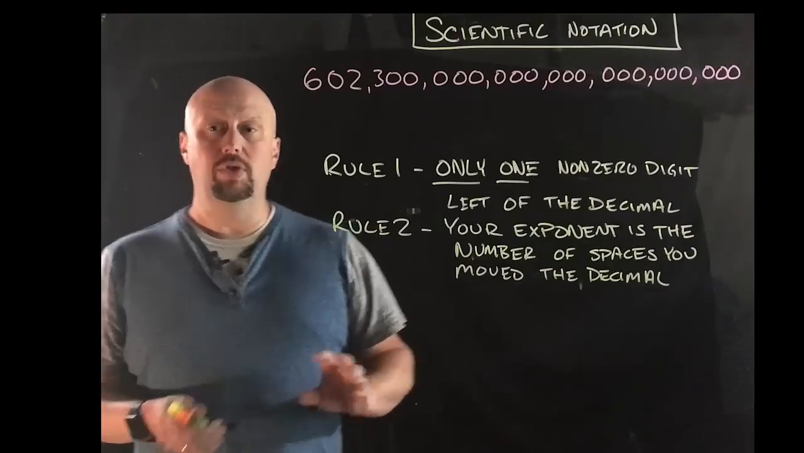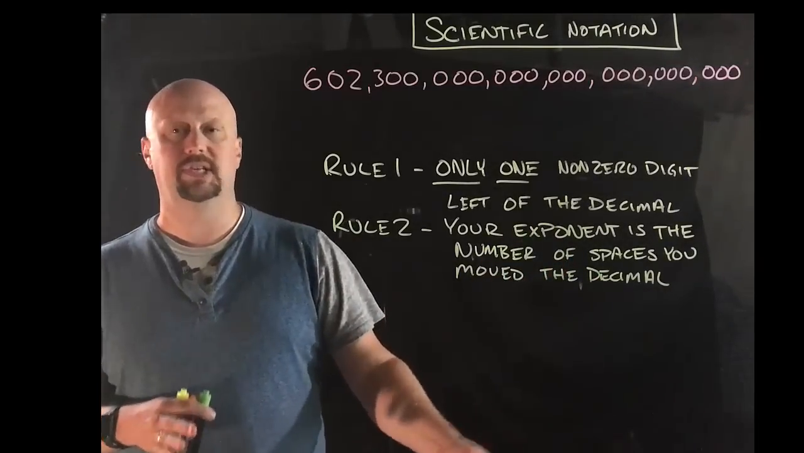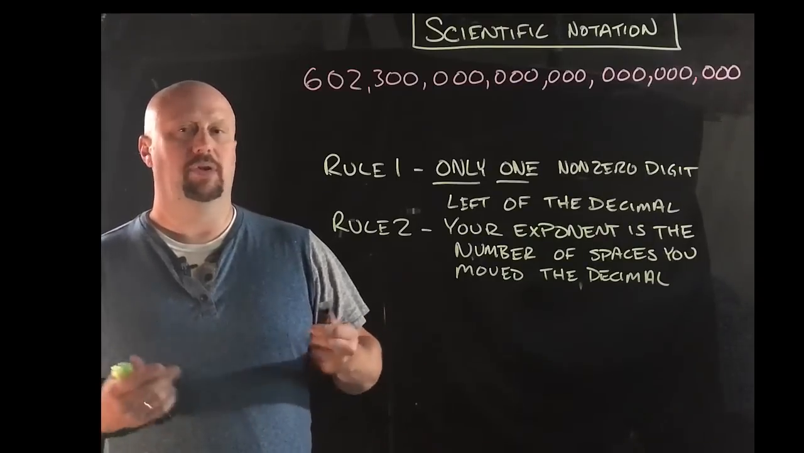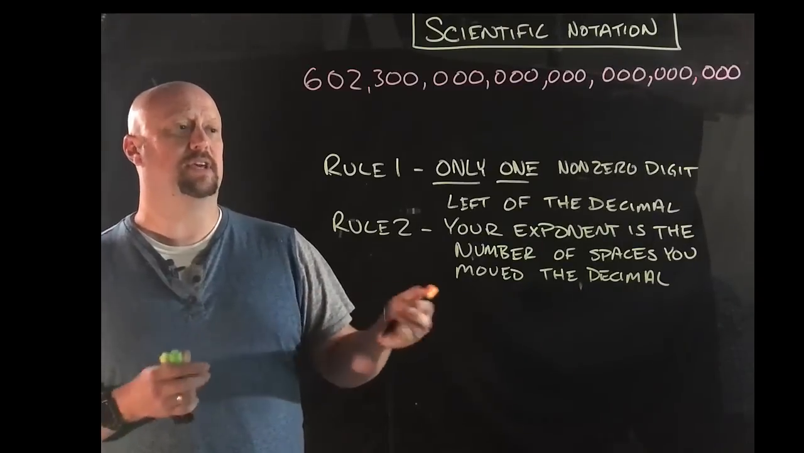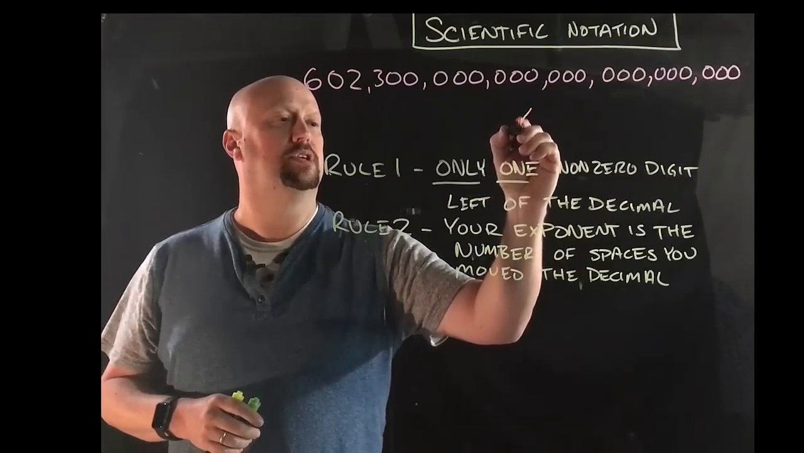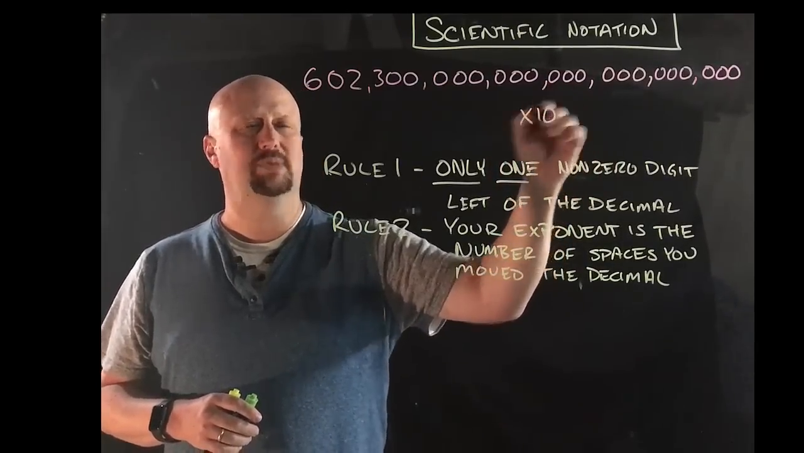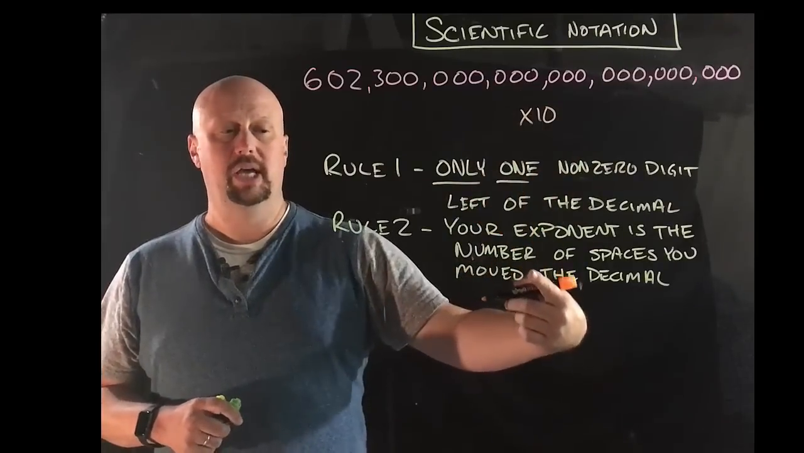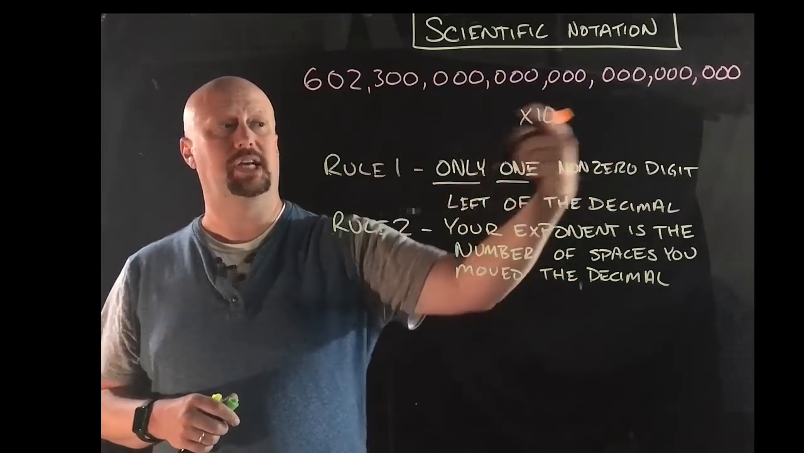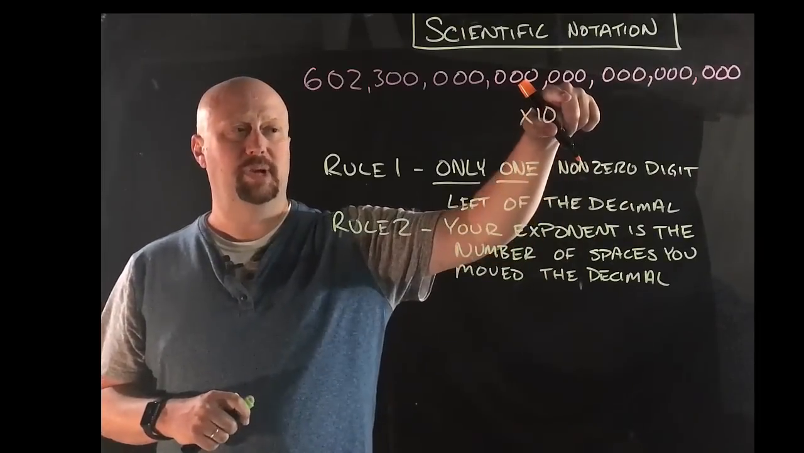Okay, so rule number two says that my exponent is going to be the number of spaces that we move the decimal. And you might be saying to yourself, what do you mean by exponent? Okay, so every scientific notation number has the same general form. So there's a times 10 raised to some exponential power. And the exponential power is what rule 2 applies to. However many spaces I move the decimal, that's going to become my exponent. Okay, so that's the exponential part of it.